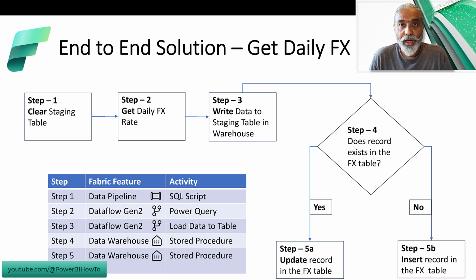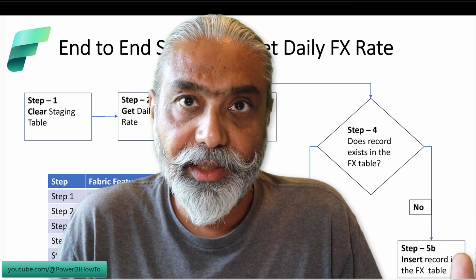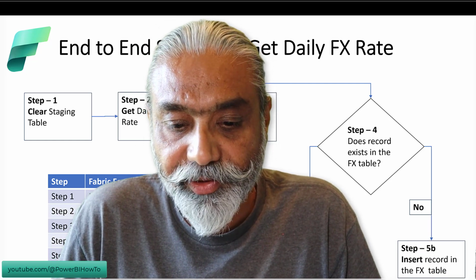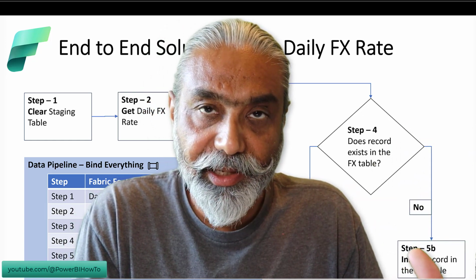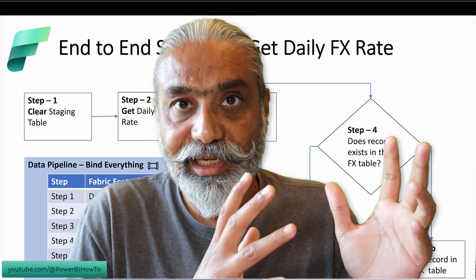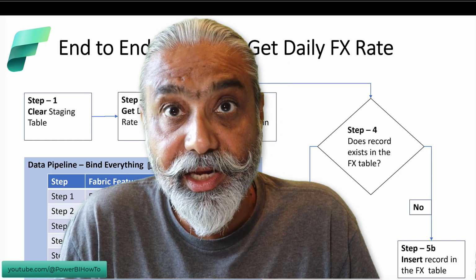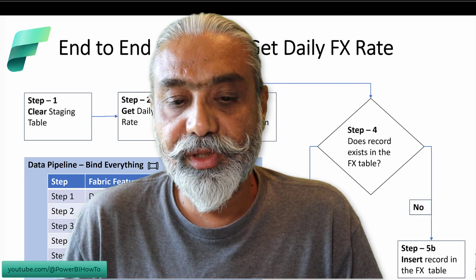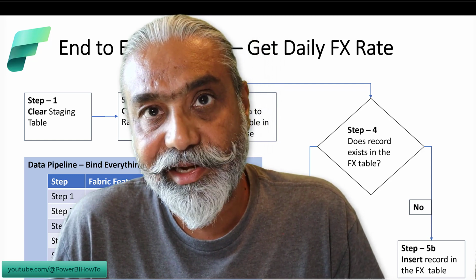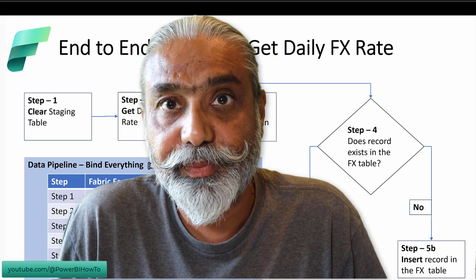And the steps we're going to do are, first we're going to create the data flow, and then we will create a data pipeline to complete everything. Again, all these steps are going to be done in a data pipeline, which will bind everything together. Basically, script, data flow, and then the stored procedure, which we have in our data warehouse. So let's first create a data flow to do basically steps two and three, and then we'll get into the data pipeline. Let's get to Power BI service.